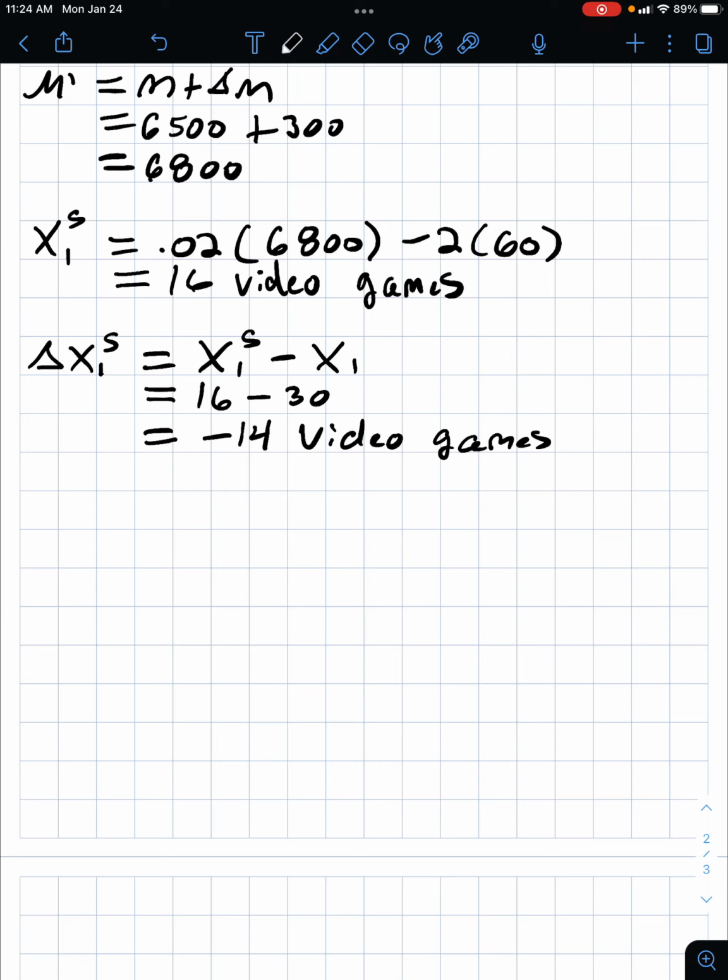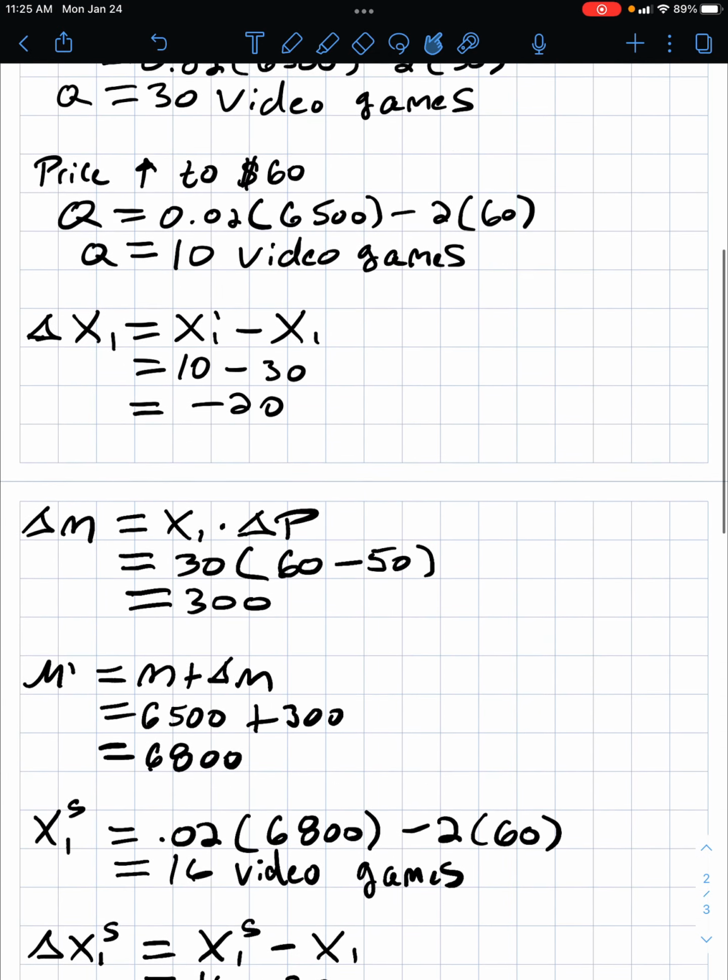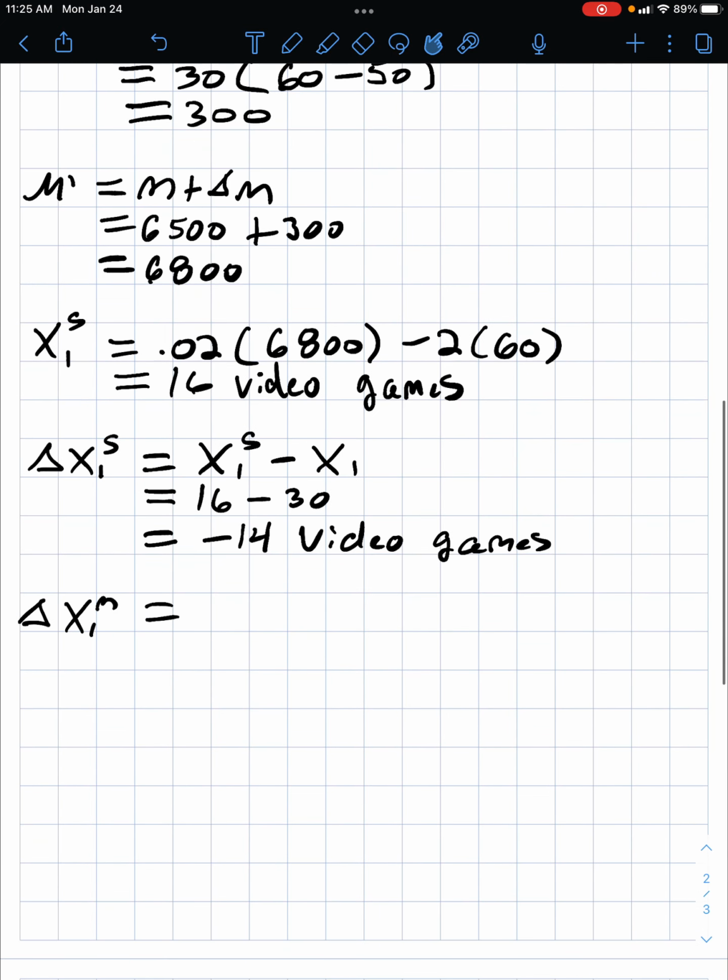And then let's find the income effect of this change. It will be the change of x1 of m, which is equal to the change in price. So what's the change in price? That was 10. 60 minus 50 is 10. Minus the x1 of s, which is going to be 16. So the income effect will be negative 6 video games.